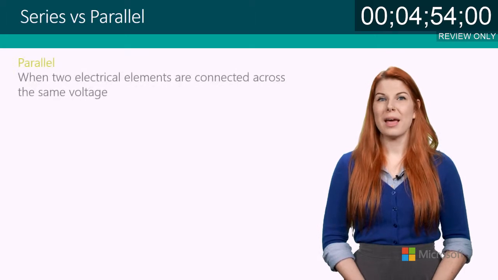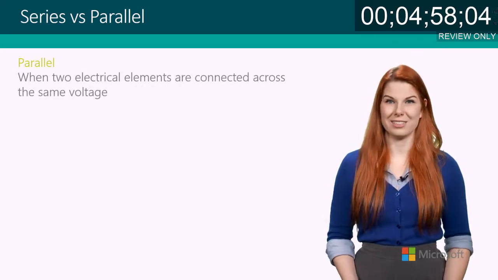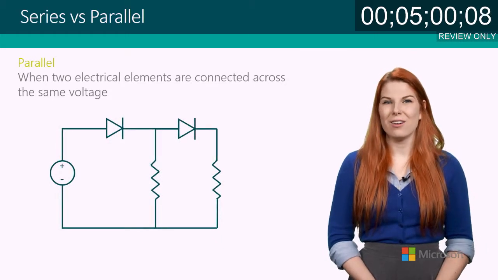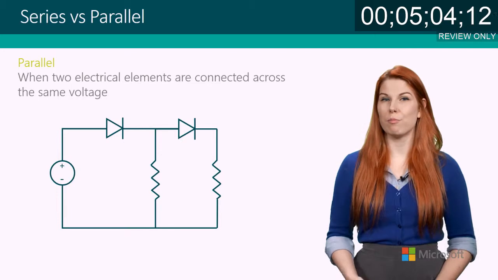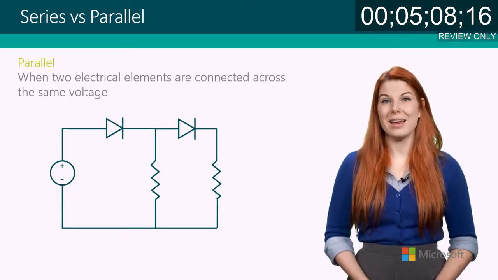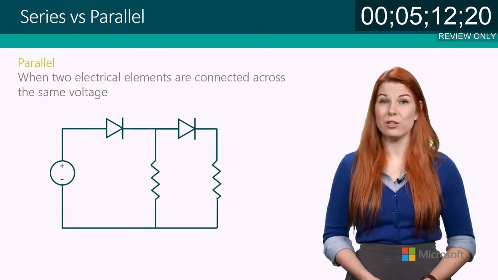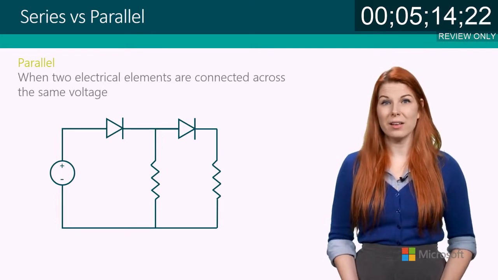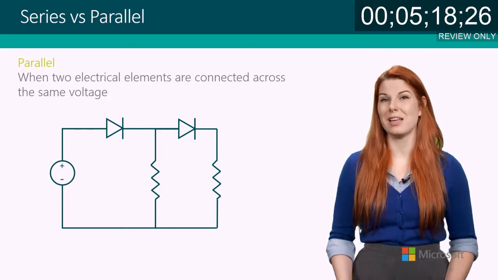Now, parallel items are how you can share the same voltage, but maybe not necessarily the same current. Here we have our diodes again, but you can see we've created a sort of branch. They're all still connected in a circle, but there is a nexus point after that first diode where the electricity is going to flow in two directions instead of one. This is going to split the current, but it's going to still provide the same amount of voltage.